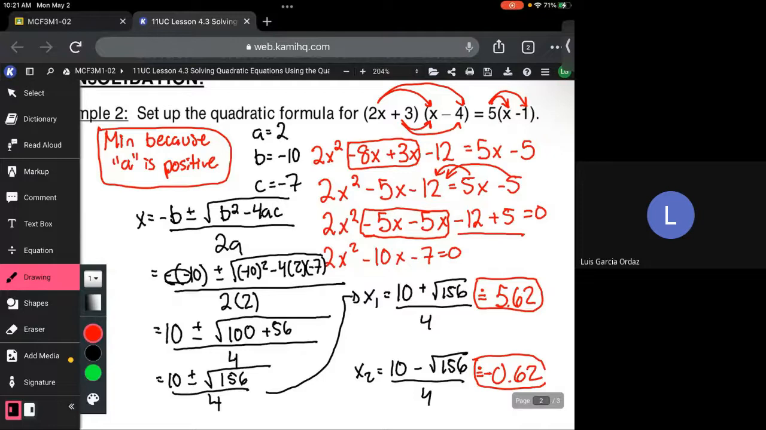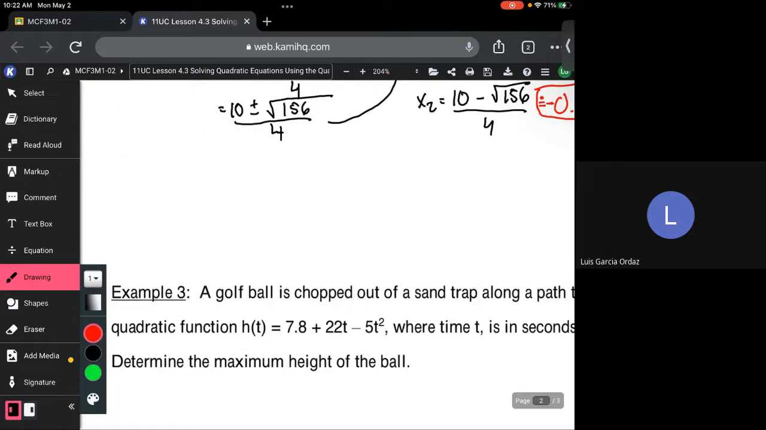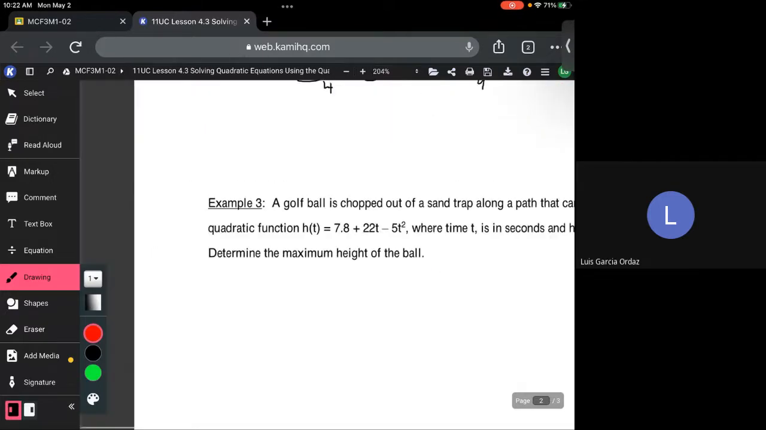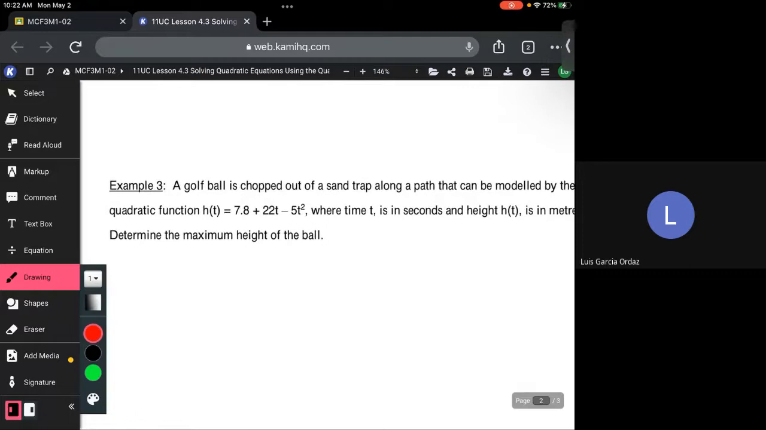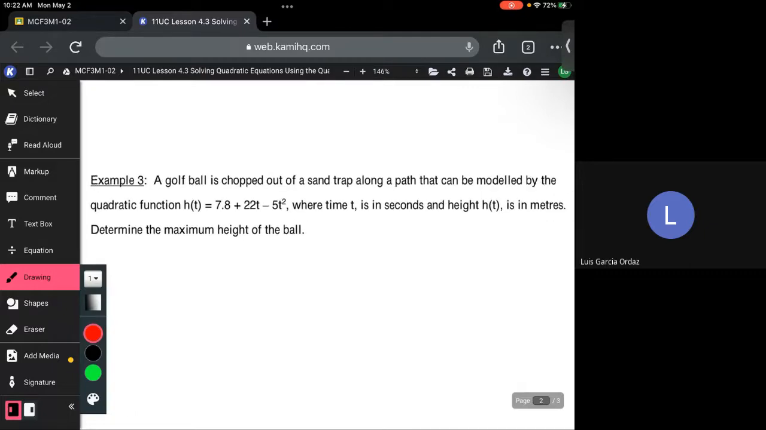Okay, and then we have our last question, which is a word problem. For example 3, a golf ball is chopped out of a sand trap along a path. It can be modeled by the function h of t is equal to 7.8 plus 22t minus 5t squared, where t is the time in seconds and h is the height in meters. We want to determine the maximum height of the ball.